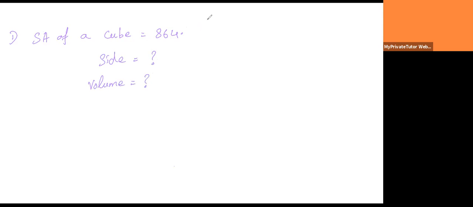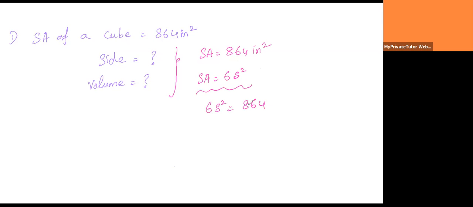Okay, so what is the first step? Just write down the given data and formula. What is given? The surface area, which is 864, and the unit is inches square. You guys know the formula for surface area, which is 6 times side square. Instead of side, I'm just keeping it as s. So 6s square. You know the surface area is given, and you know the surface area formula, so just compare both. 6s square equals 864. And just get rid of that 6, which means you are dividing by 6.